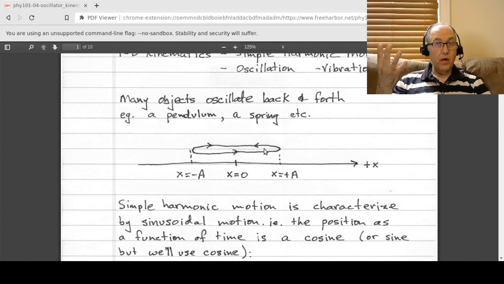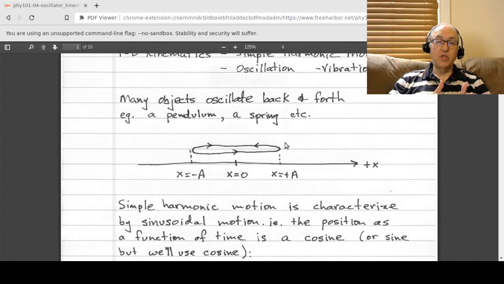Well, what if it were 4? Well, then it would go 1, 2, 3, 4 for 1 second. And that means that each cycle is a quarter of that, 1/4 of that. And so the period would be a quarter of a second. And I think you're starting to see a pattern now. If the period is 1/4, the frequency is 4. If the period, capital T, is 1/3, the frequency is 3, and so on.